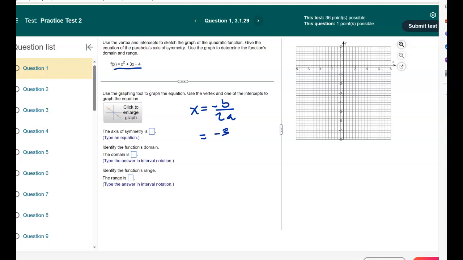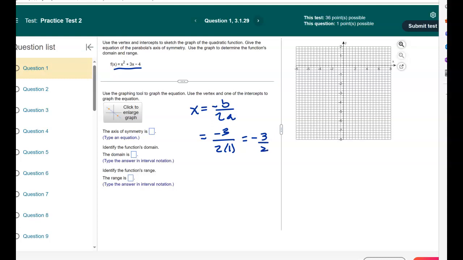And then a is the coefficient of x squared. The coefficient of x squared is 1. So you have negative b, so that's negative 3 over 2 times the value of a, which in this case is 1. And then you simplify. So you have negative 3 divided by 2 times 1, and 2 times 1 is just 2. So the x coordinate of the vertex of the parabola is negative 3 over 2.